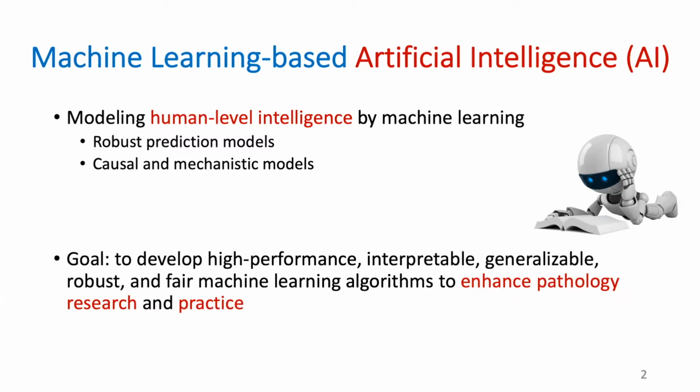First, we aim to build robust clinical prediction models to predict important clinical outcomes based on pathological and molecular features. And we further build causal and mechanistic models to better understand the molecular mechanisms underpinning pathology manifestations and clinical outcomes. The goal of my research in the group is to develop high-performance, interpretable, generalizable, robust, and fair machine learning algorithms to enhance pathology research and practice.